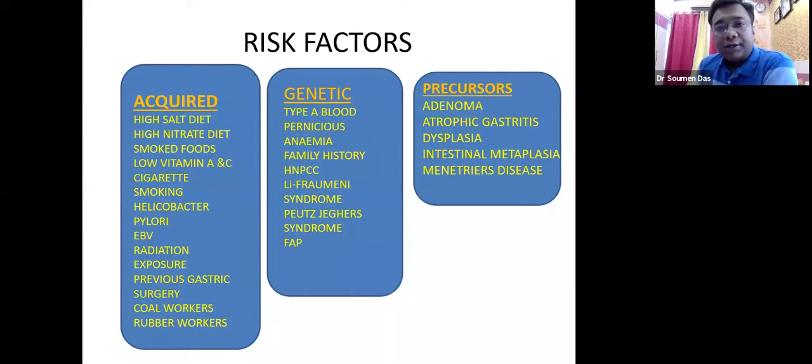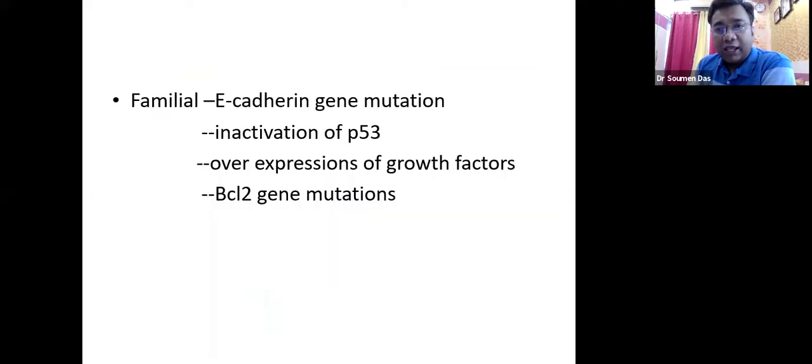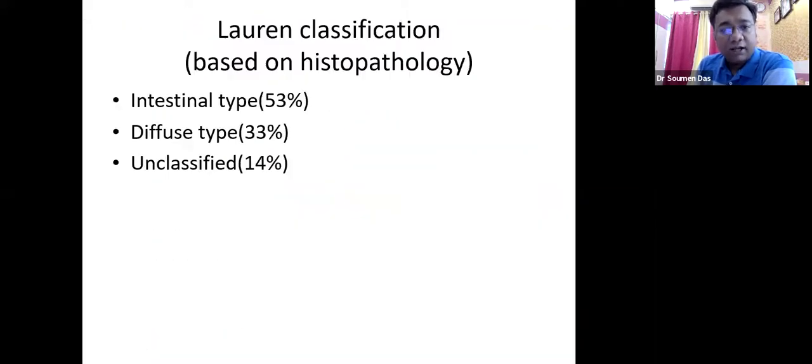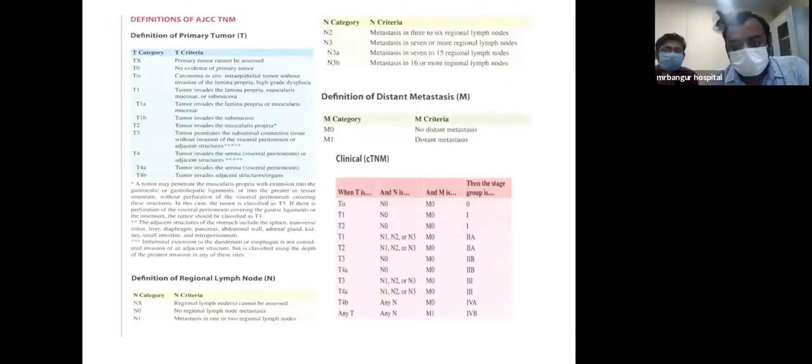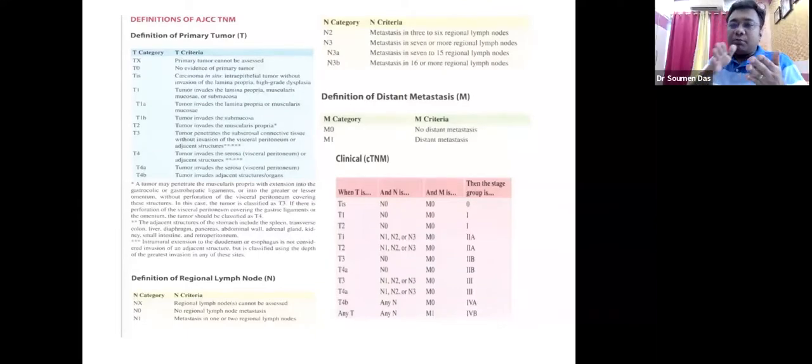Another point is in AJCC 8th edition, there are a few changes which have been added, like T4a and T4b. You have correctly mentioned. Now you tell me, if a tumor is in continuity with involvement of the greater omentum, whether it is T3 or T4? This part is very important. Yes, T3.